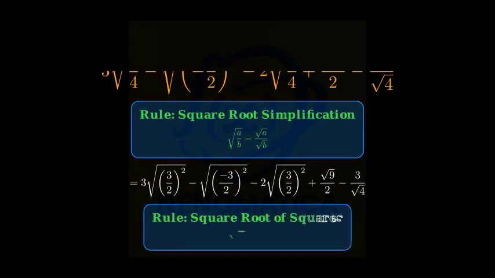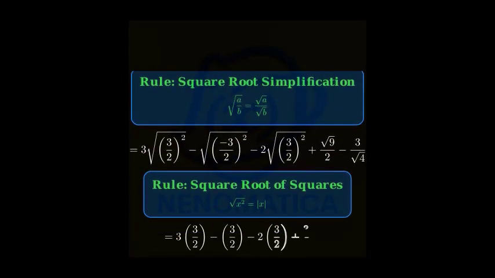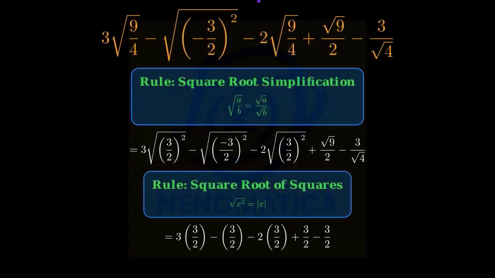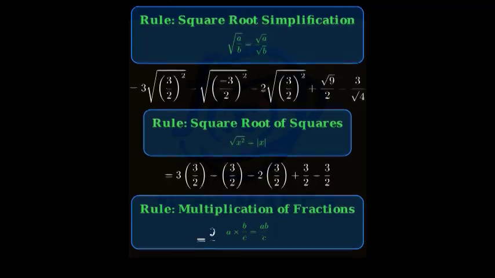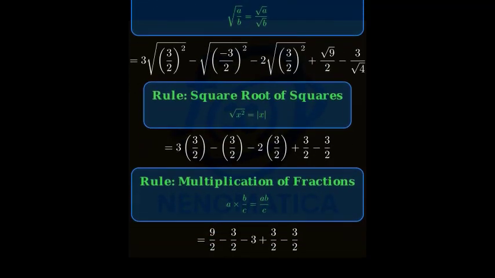Now, let's continue simplifying. We know that the square root of a squared value equals the absolute value of that number. So, the square root of 3 over 2 squared is 3 over 2. And the square root of negative 3 over 2 squared is also 3 over 2. Also, let's simplify the square root of 9 to 3, and the square root of 4 to 2. Let's calculate each term. 3 times 3 over 2 equals 9 over 2, or 4.5. 3 over 2 remains the same.